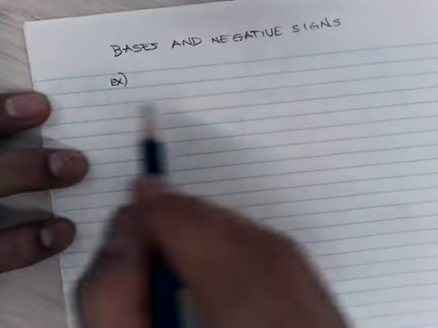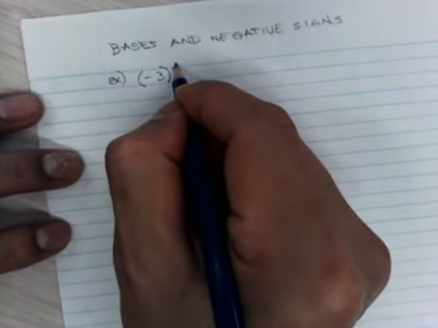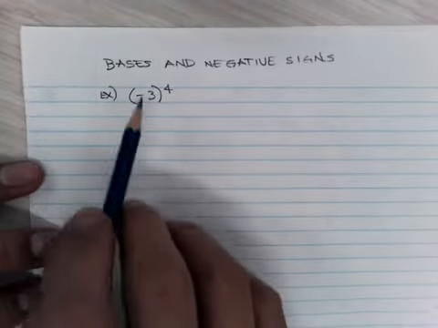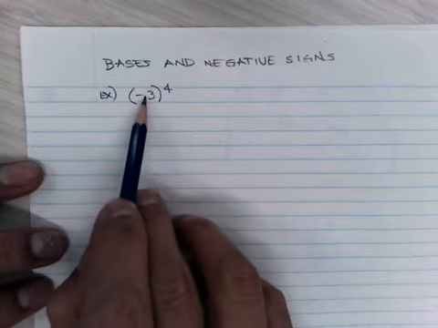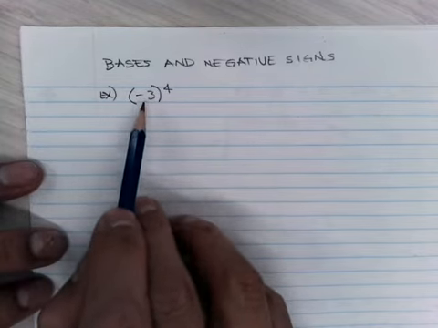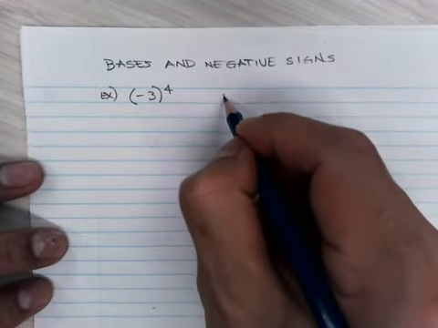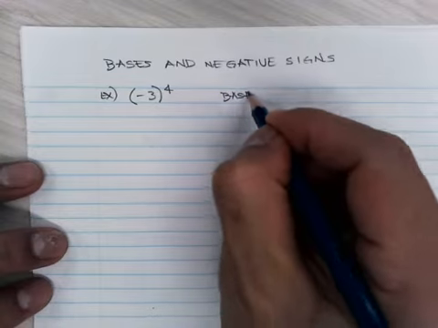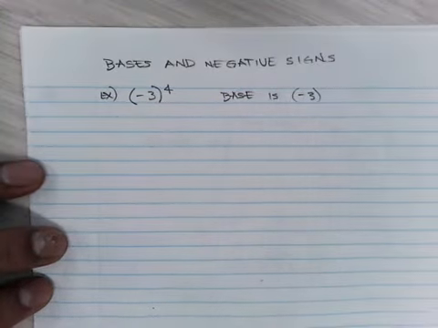Okay, so for example, what is the base in this power? This is negative 3 to the power 4. Now notice that the bracket does contain the negative 3 inside. So the base really here is negative 3. Okay?